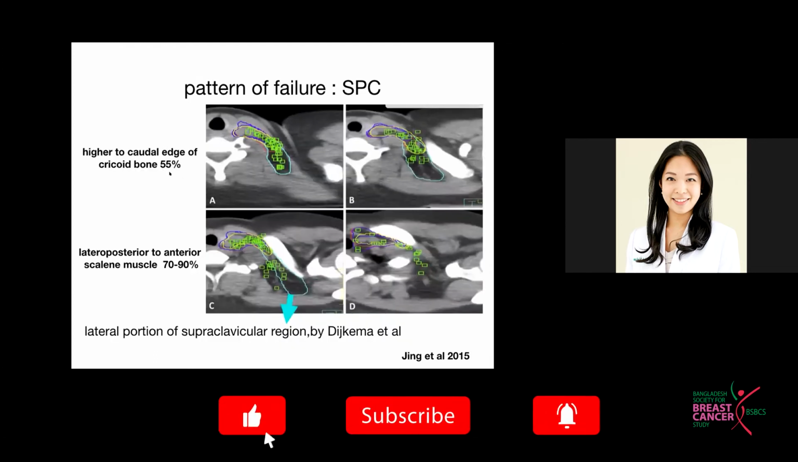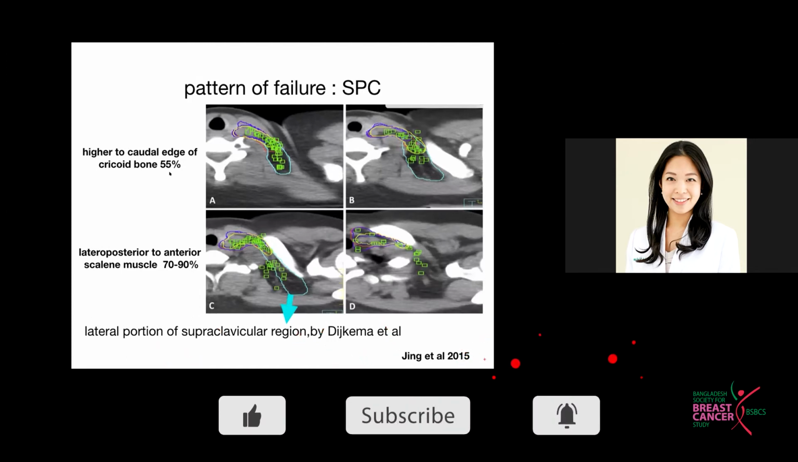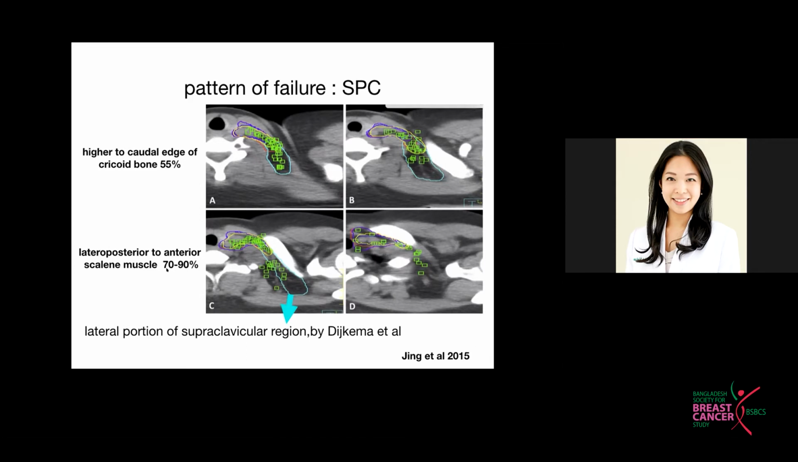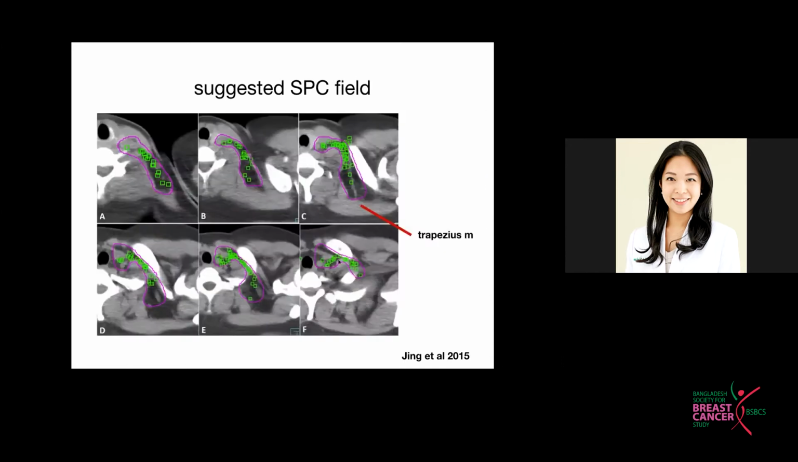55 patients recurred higher than the caudal edge of the cricoid bone, so that's superior to the arterial volume. And 70 to 90% recurred lateral and posterior to the anterior scalene muscle. So it's really posterior to the arterial G volume, and it's only contoured by the dichema volume. So this study suggested that the supraclavicular field should extend posterior to the trapezius muscle to cover all those recurred lymph nodes.